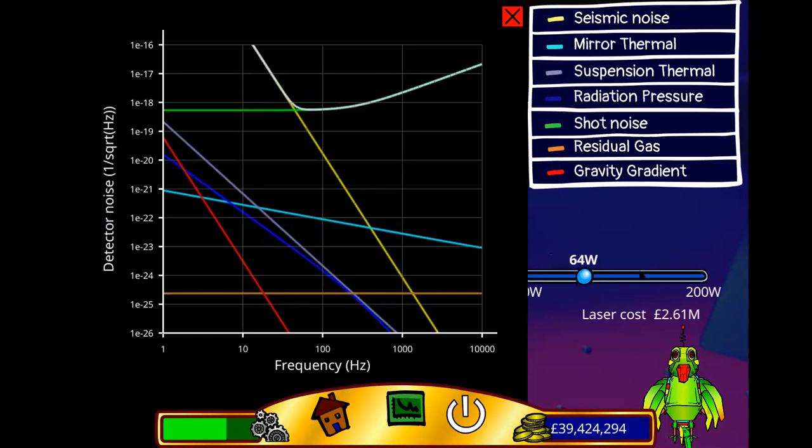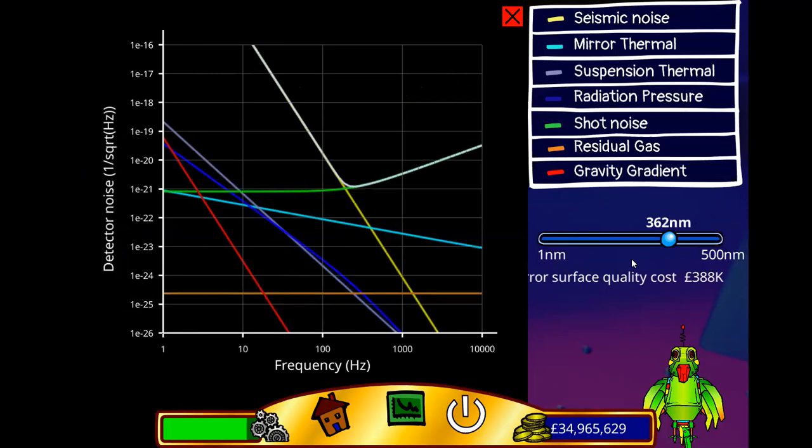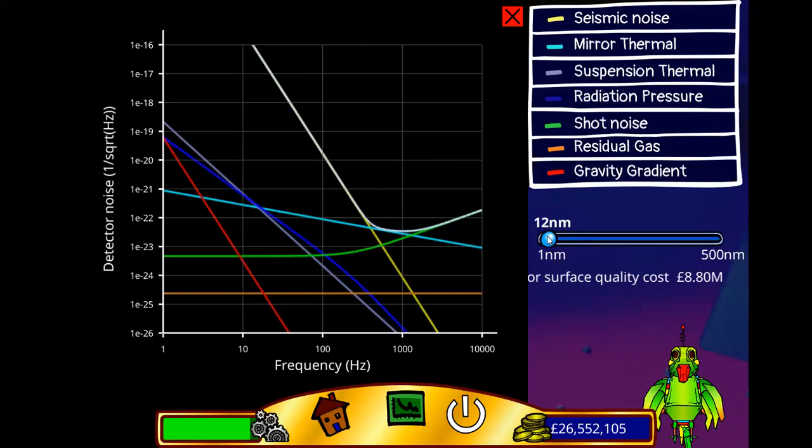Can you see? We have something here, something good. But even more so, if I go to the mirror roughness, the quality of the mirror, this is where things get interesting. You see? So right now I have created the sensitive detector at about 500 hertz. Now I need to reduce, which sources of noise would you reduce actually? As you see it. The radiation pressure. Suspension thermal, right? Yes. Suspension thermal. Suspension pressure. Okay. Mirror thermal, yes.